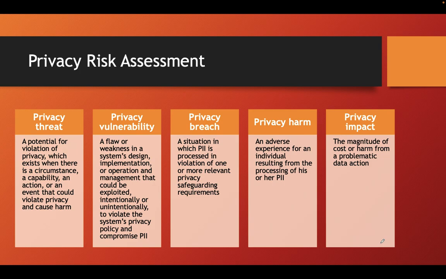Then the fourth element of privacy risk assessment is the privacy harm. The privacy harm is an adverse experience for an individual resulting from the processing of his or her personally identifiable information. So that's a harm. Something has already happened, the adverse experience coming from your personally identifiable information being tampered with.